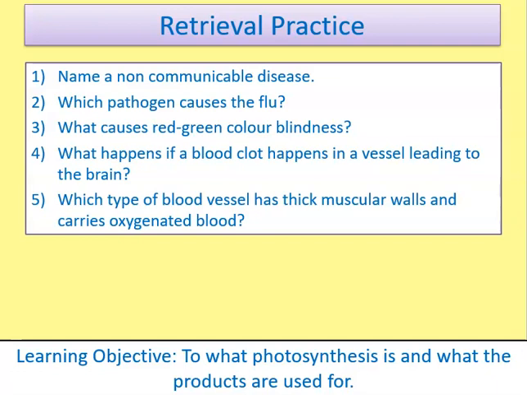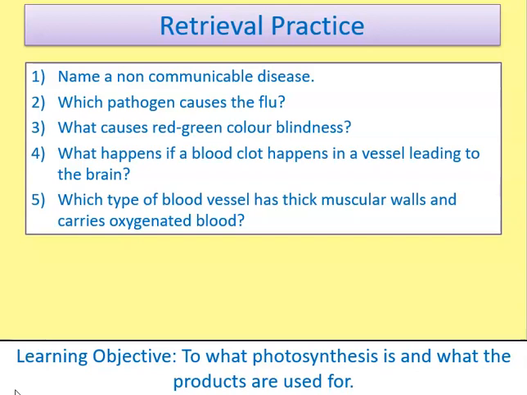Okay, question number two, which pathogen causes the flu? That is a virus. Number three, what causes red-green colour blindness? It is caused by your genes. So you would inherit genes from your biological parents that would cause you to have red-green colour blindness.